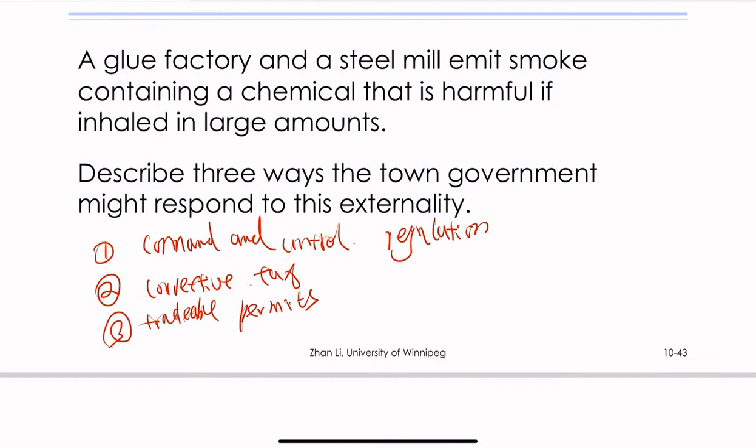In this case, you can imagine, let's say, if the glue factory has better clean technology, for example, possibly in the end, this glue factory will only use 250 tons of permit. And the other 250 tons of permit, this glue factory will just sell to the steel mill. So in the end, the glue factory will use the permit of 250 tons, and the steel mill will use the permit of 750 tons. Right? So this basically means the initial allocation of the tradable permit does not matter, as long as these firms can trade with each other.